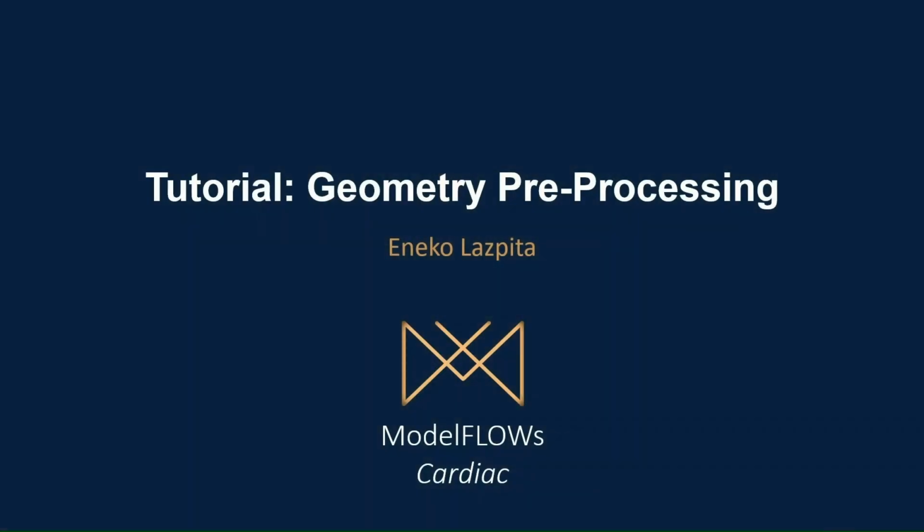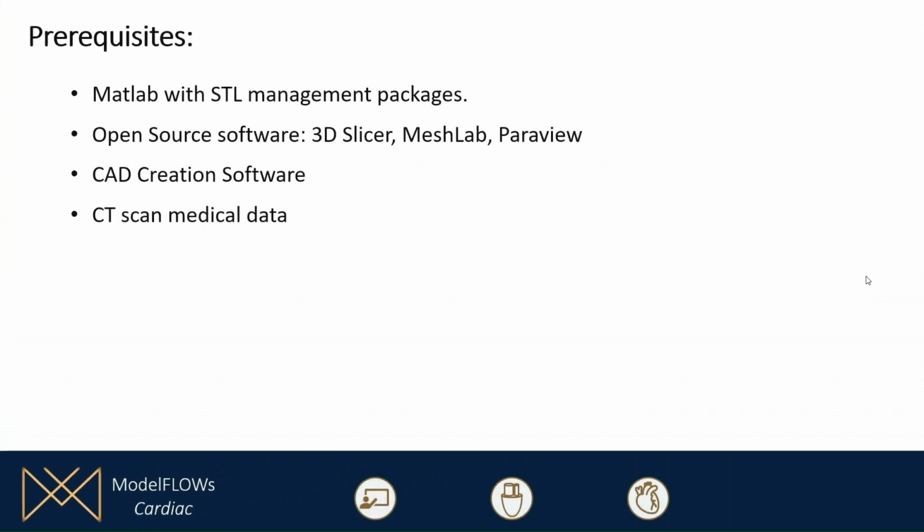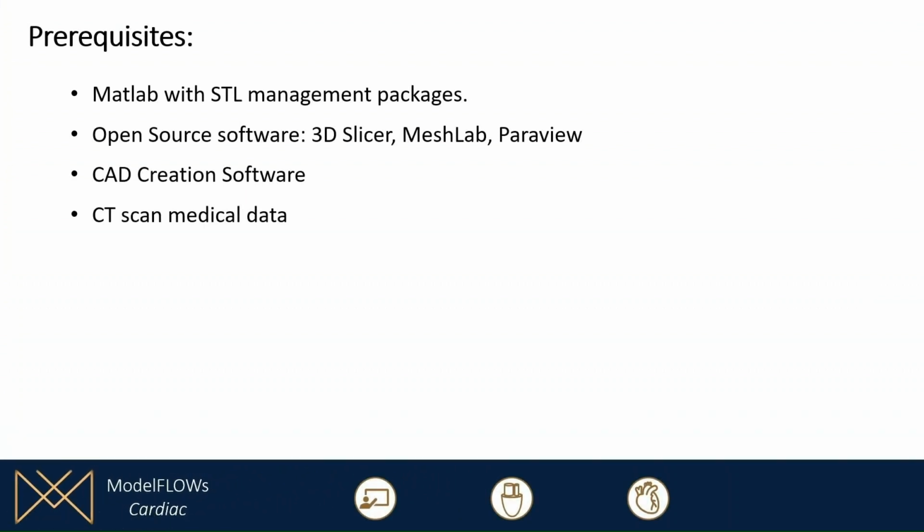So, as I just said, the tutorial is going to be about the preprocessing of the geometry. First, let me mention the different software we may use or have to be able to access to do this tutorial. First would be MATLAB, since our scripts of the STL generation are written in MATLAB. Then some open source software we're going to use for the segmentation and the preparation of the patient-specific geometry, which we are going to introduce later: 3D Slicer, MeshLab, and ParaView.